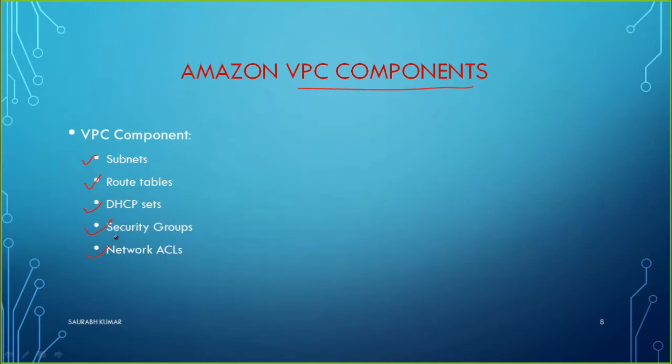Among them, some are mandatory to have, like subnet, route table and security groups. These are the mandatory ones. Without them you will not be able to use it. But some are optional, such as DHCP set and network ACL. Even if you have not configured these, that is okay, it can work. But the other three, security group, route table and subnet, are mandatory. You have to have them there.